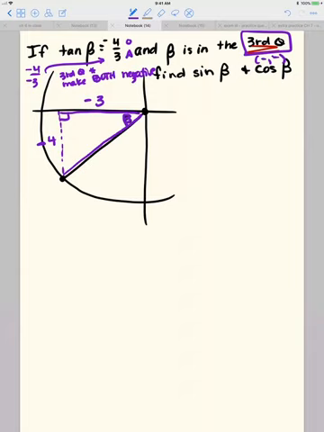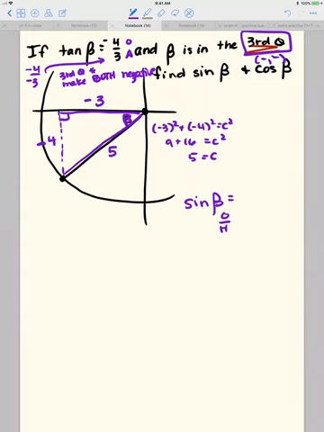So solving the Pythagorean theorem here, negative 3 squared plus negative 4 squared equals the hypotenuse squared, 9 and 16. C ends up being 5. Exactly. This is a special right triangle. And then when you go to find the sine of beta, the sine ratio is opposite over hypotenuse. So in reference to the angle beta that we marked here coming from the origin, opposite is negative 4 and hypotenuse is 5. So your ratio is negative 4/5.